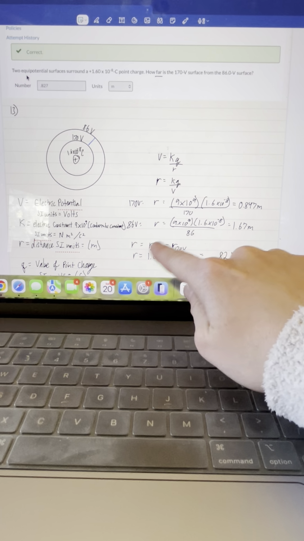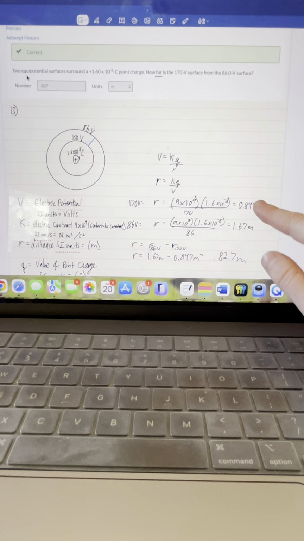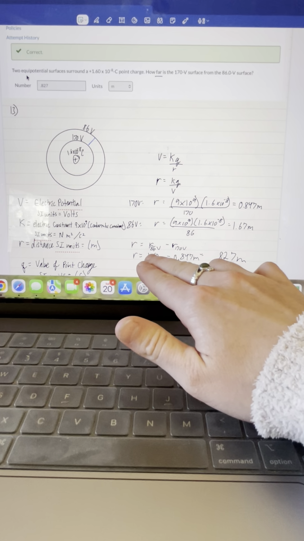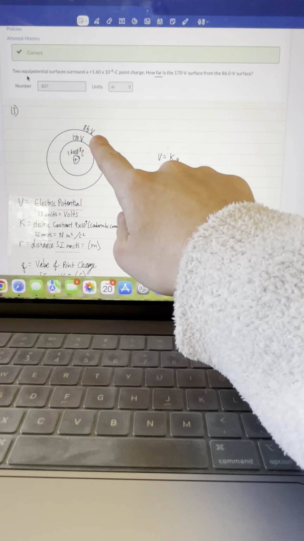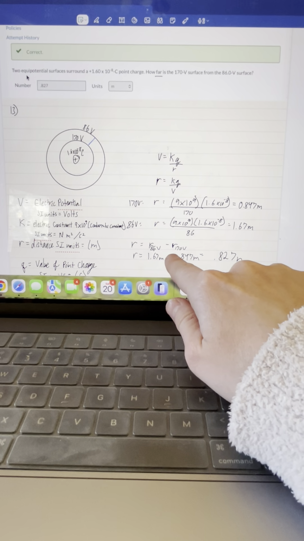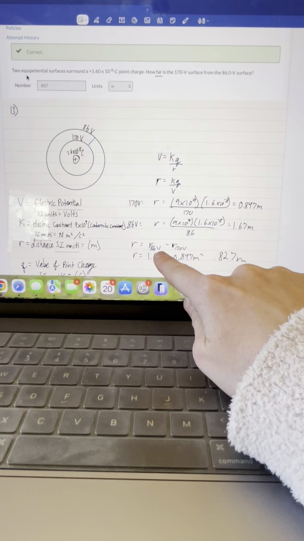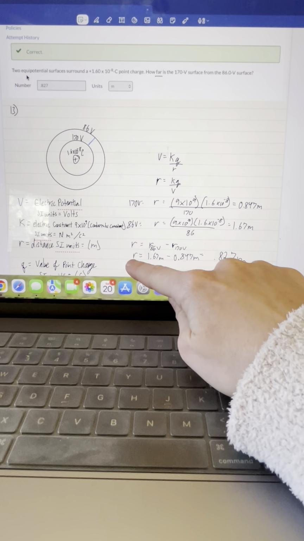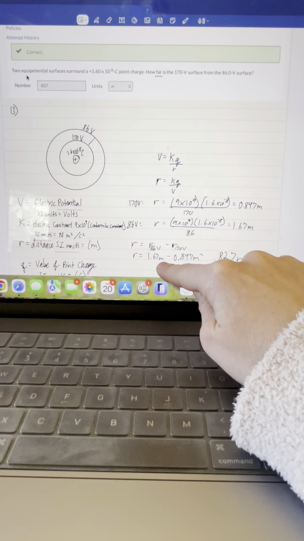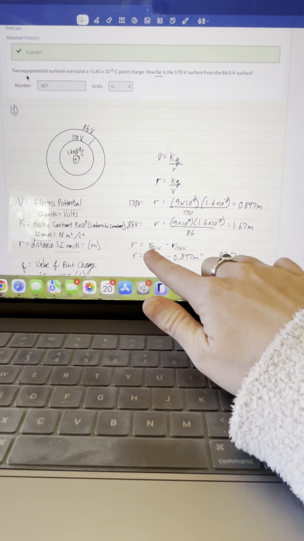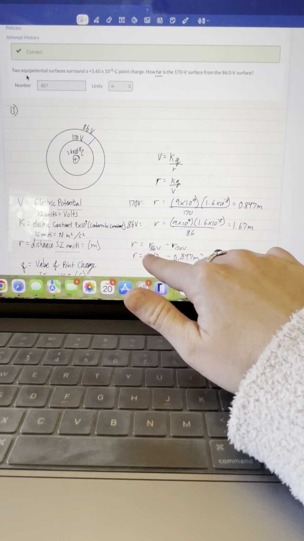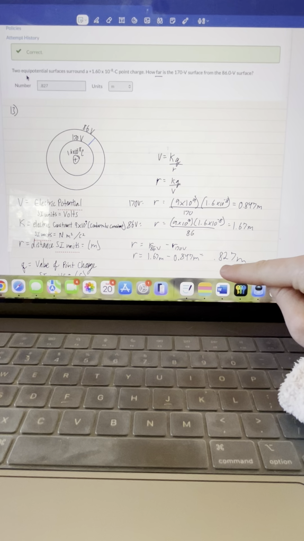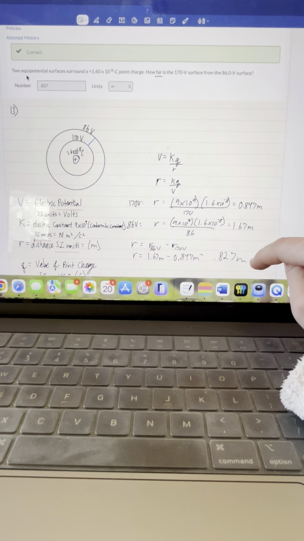Now to get the distance between these two, all I have to do is subtract them from each other. I take my farthest distance minus my smaller distance, so R equals R at 86 volts minus R at 170 volts. So R equals 1.67 meters minus 0.847 meters, which equals 0.827 meters.